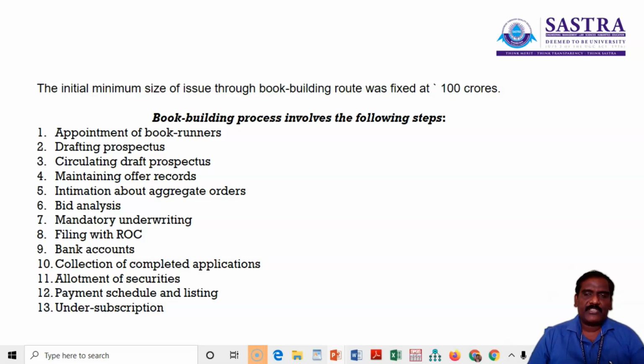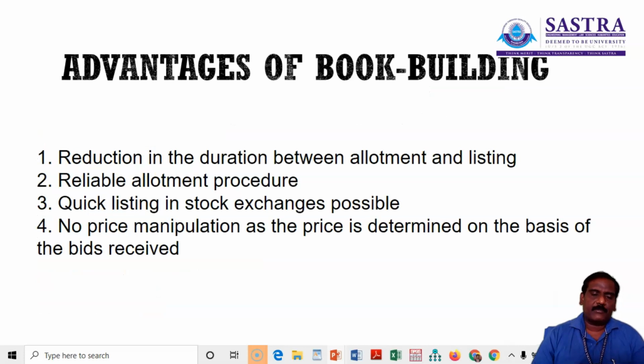Then come the payment schedule and listing of securities: the application money, first call money, second call money, and final call money. They schedule these payments and the listing of the securities in the market. When the securities are floated into the market, this information needs to be provided. In the case of undersubscription, they need a tie-up with the underwriter for subscription of the unsubscribed portion of capital in the market.